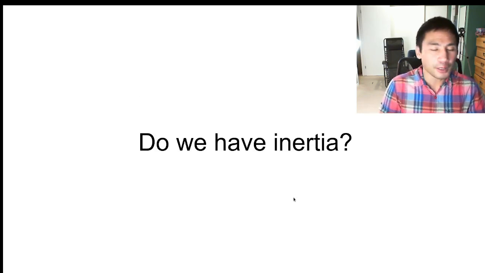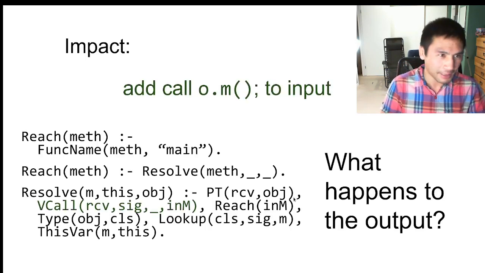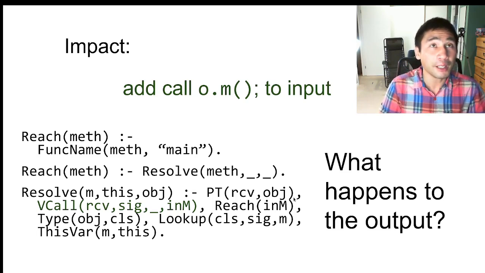All right, so the question is, do we have inertia, right? We talked about other things a while back, but now we're moving back to this first thing. Do we have inertia, not the avalanche? Let's look at what that means. They defined a notion of impact. Impact happens when you add something to the input and you look at the output. It turns out this works especially well for Datalog.